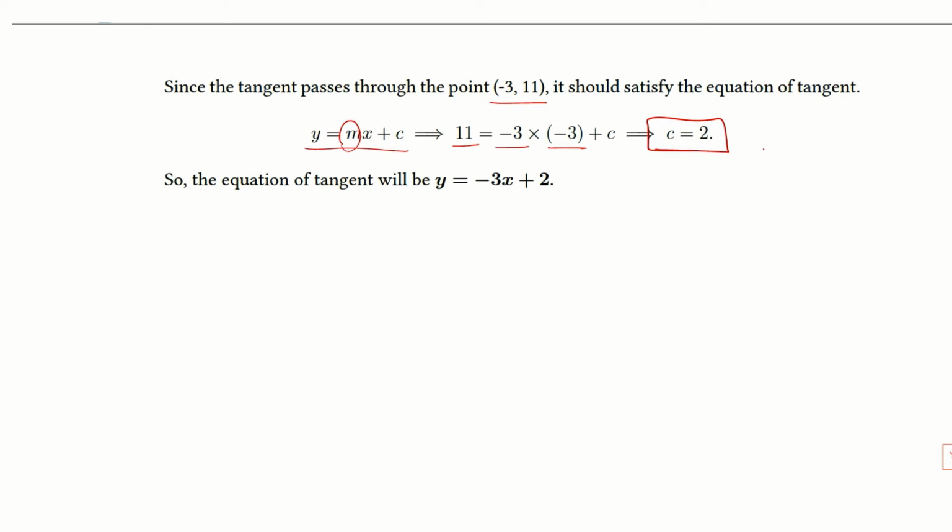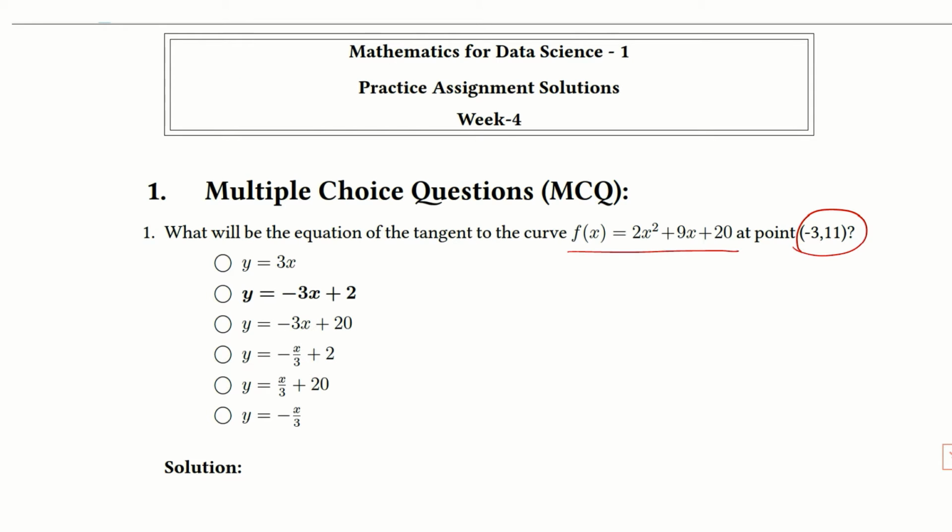Therefore the equation of the tangent we are looking for will be y equals m, which is minus 3, so minus 3x plus c, which is 2, so plus 2. So the final equation will be y equals minus 3x plus 2, which will be my tangent line. So the answer to my first question will be option B.